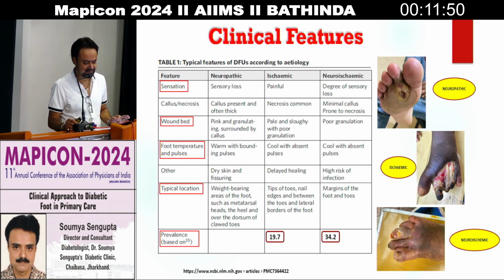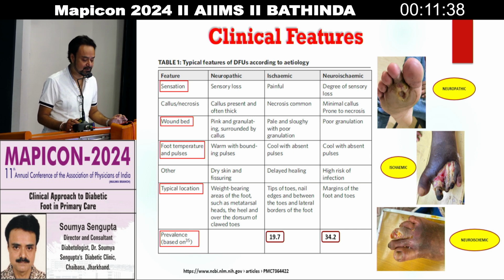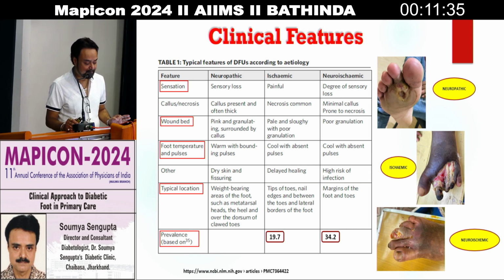Now, the clinical features of the three: neuropathic, ischemic ulcer, and neuroischemic ulcer. Sensation wise, there is a sensory loss in neuropathic ulcer. The ischemic ulcer is usually painful, and there is some degree of loss of sensation in neuroischemic ulcer. Wound bed is pink and granulating, surrounded by callus in neuropathic ulcer. In ischemic ulcer, it is pale and sloughy with poor granulation. Foot temperature and pulse are very important. Warm with bounding pulses we see in neuropathic ulcer. In ischemic ulcer, cool with absent pulses because of peripheral arterial disease.